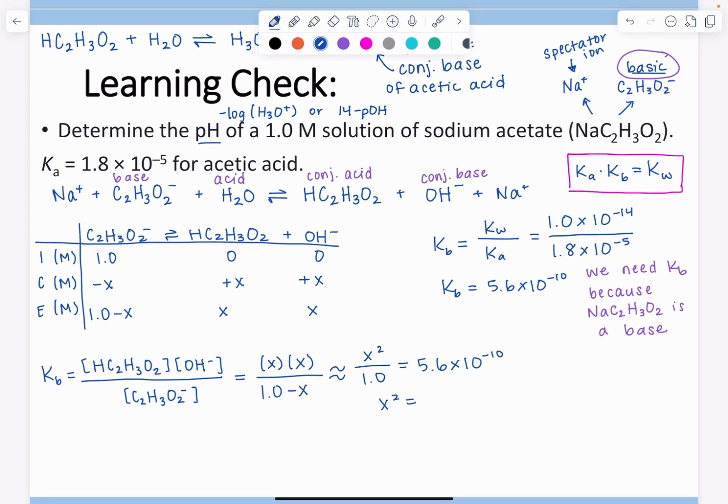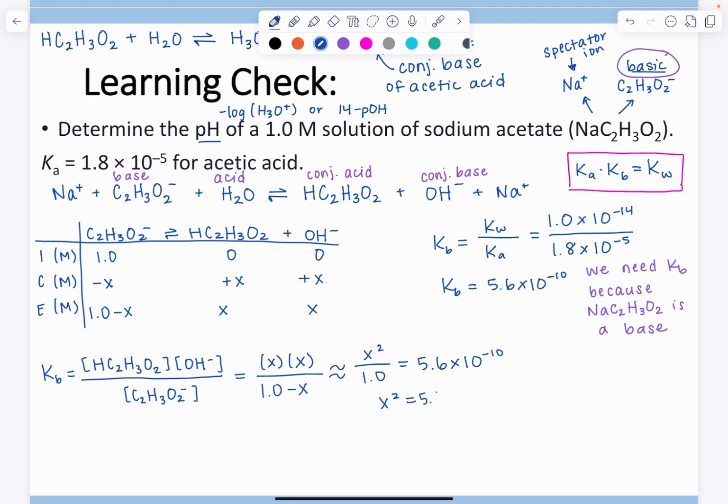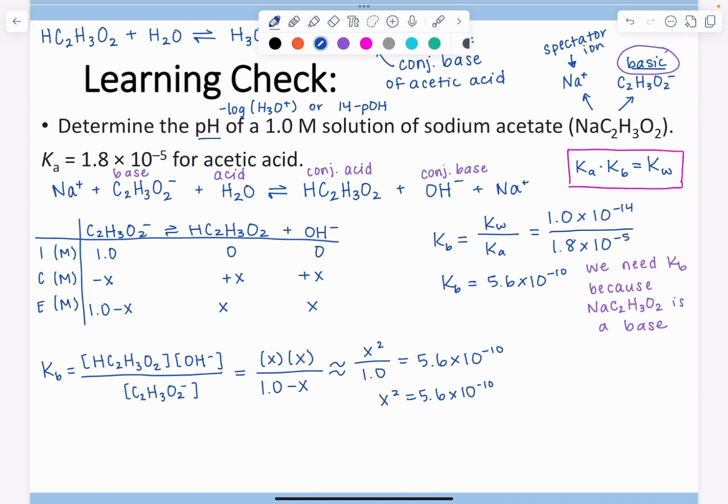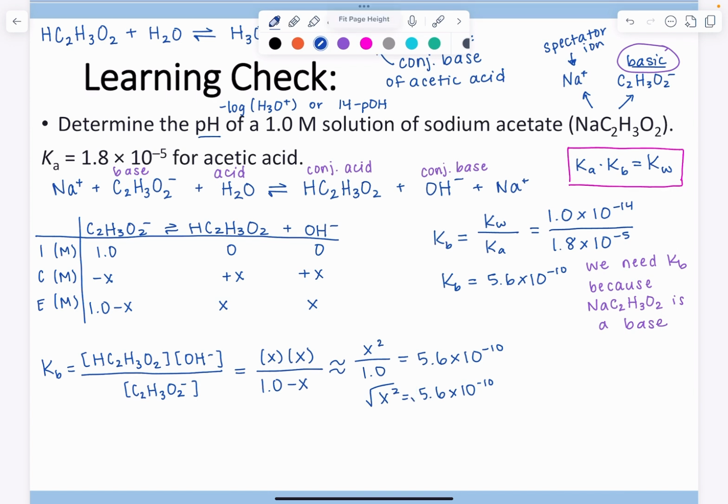Multiply both sides by 1, get the same number here. So let's take the square root of both sides to find the value of x. X is 2.4 times 10 to the negative 5th.